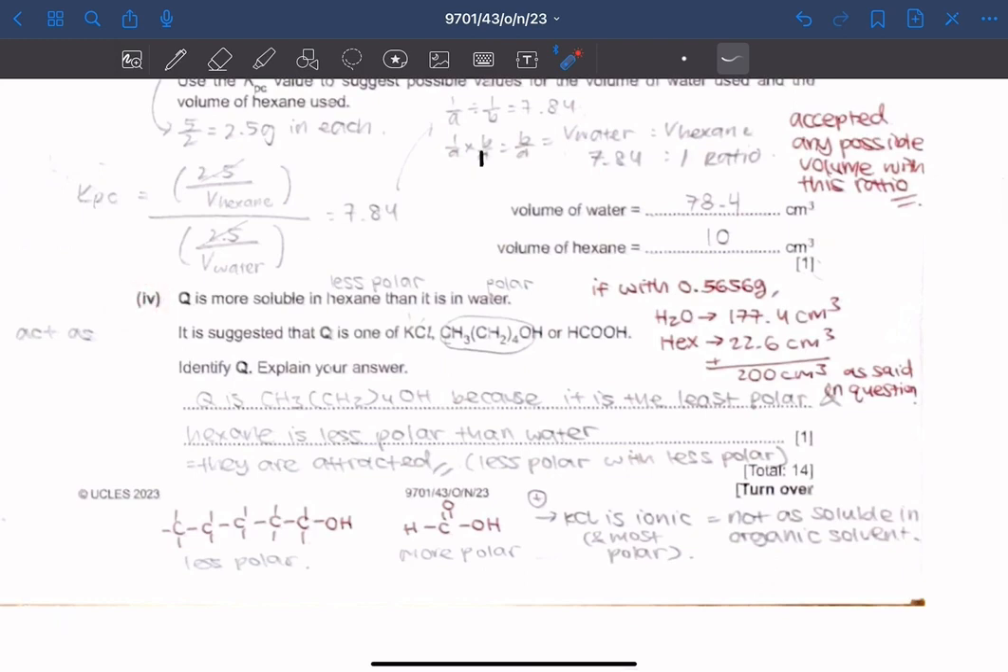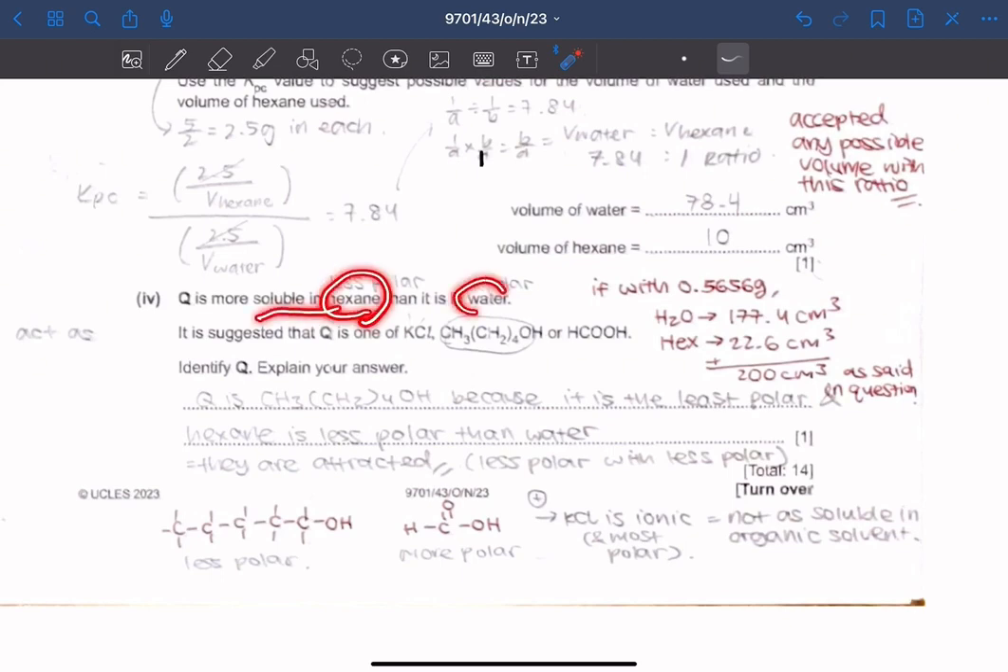Next, IV. Q is more soluble in hexane than it is in water. It is suggested that Q is one of KCl, CH3CH2CH2CH2CH2OH, which is this compound, or HCOOH, which is this compound. Identify Q and explain your answer.